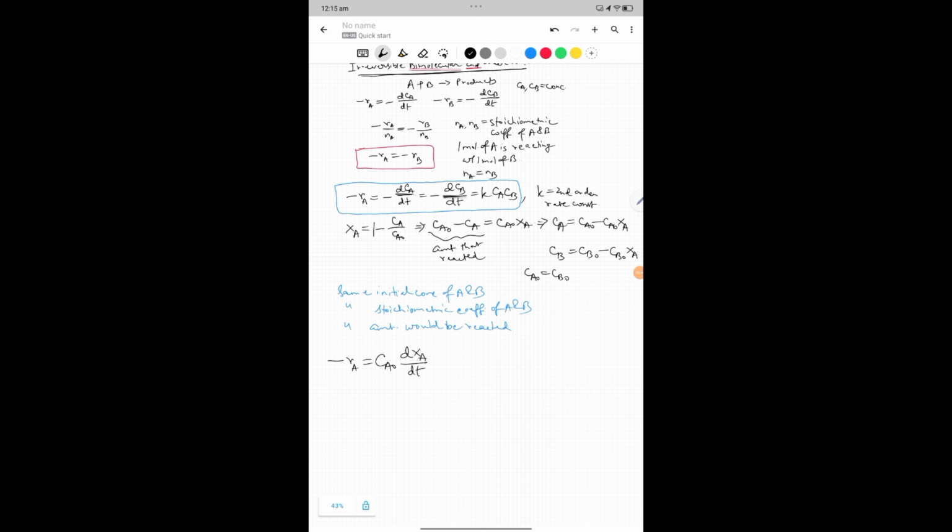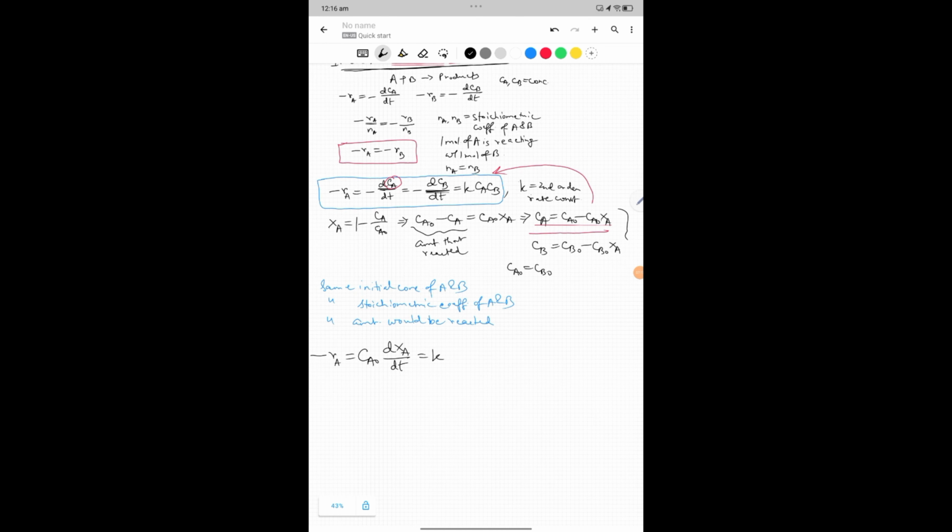Alright, how? Because here we have minus rA is minus dCA by dt, and we know the relationship CA is equal to CA0 minus CA0 XA. If we substitute this over here and take the differential, we get this expression: minus rA is CA0 dXA by dt is equal to k.